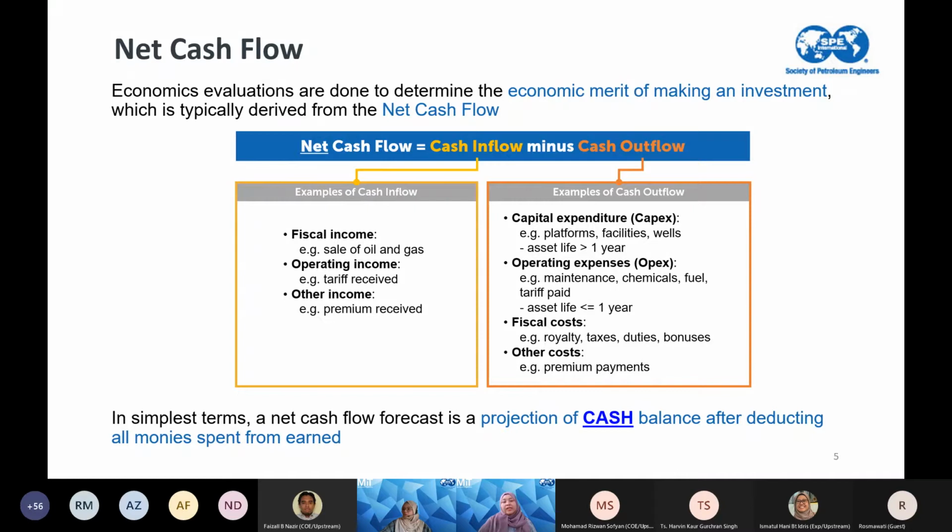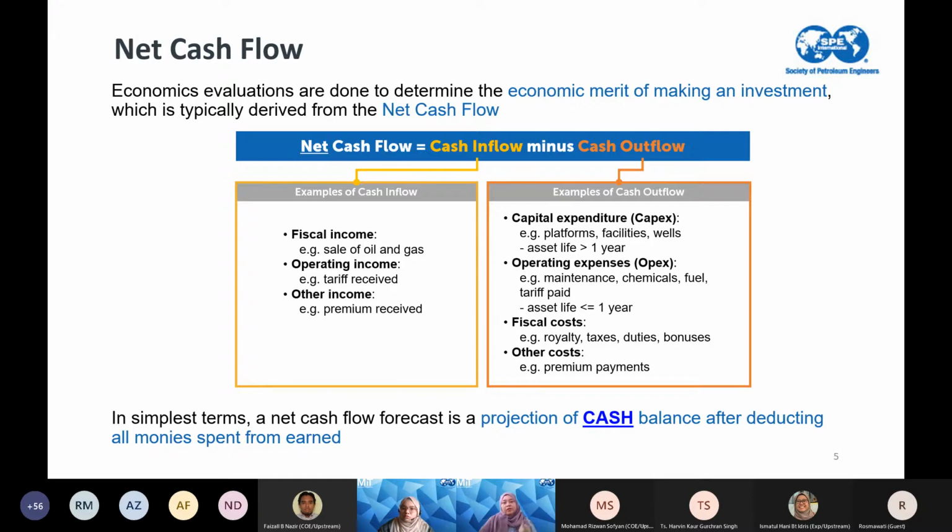Okay. So what is cash in, right? In oil and gas economics, what is cash in? Cash in will be things like your revenue, so sales from oil and gas. It could be things like you have an infrastructure and someone's tariffing through it, someone's sending their production through it, so that's tariff income. Okay, it could be other types of income like premiums and things like that, but that's not so common.